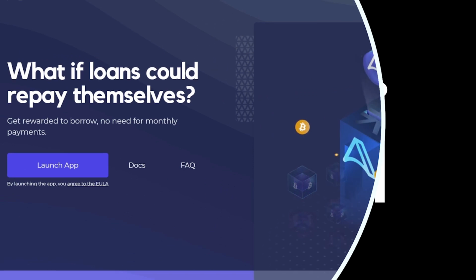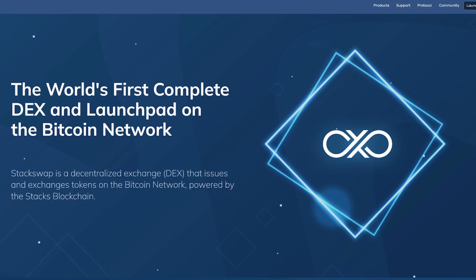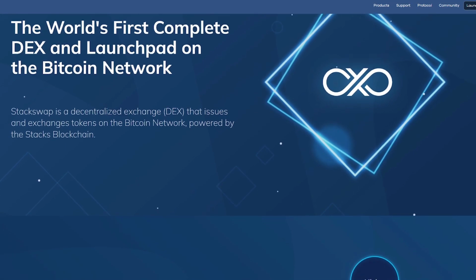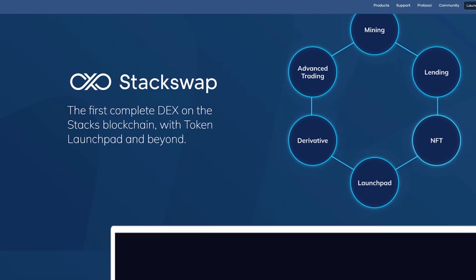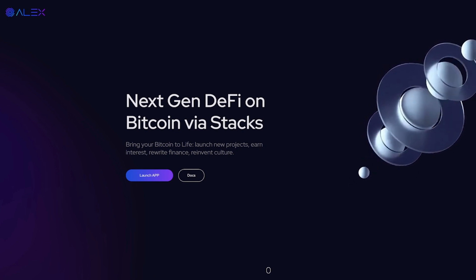In the DeFi space, Arkadiko launched self-repaying loans with Bitcoin. There's currently 70 million total value locked and 8 million minted in USDA. Besides Arkadiko, StackSwap launched the first DEX on Bitcoin, and ALEX raised $5.8 million to bring the first full-service DeFi on Bitcoin via Stacks.